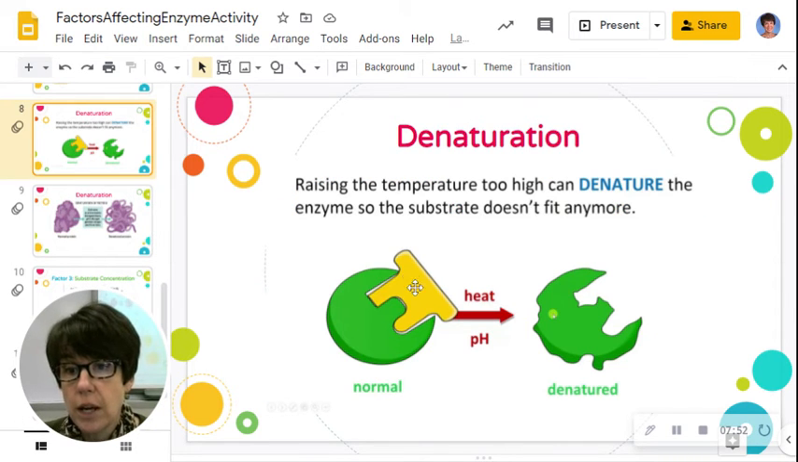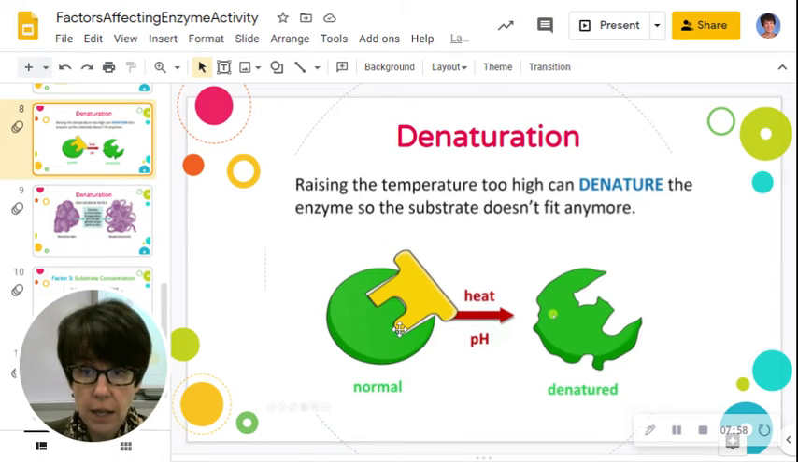So here's what that looks like. Here's my normal enzyme. Here's my substrate. This part right here on the enzyme where they're binding is the active site. So when I heat too much or when I change the pH, the active site gets all messed up. The shape of the enzyme has changed. It's denatured. And so this substrate could no longer fit here. And that stops the reaction.